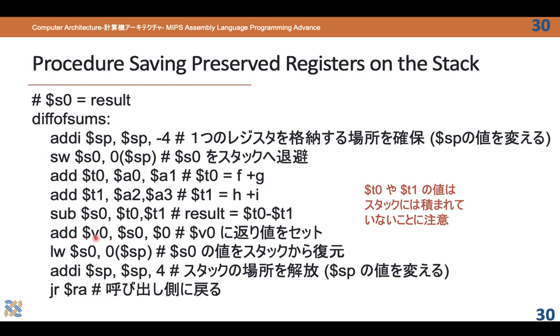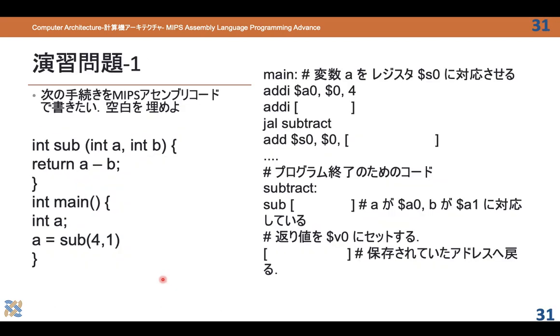After that, once you load the result into the result register V0, we can simply restore the value of S0 from the stack, and as I said, don't forget to update the stack pointer value, because now the stack pointer must be in the same position as when it was called by the main function. And this is the explanation.